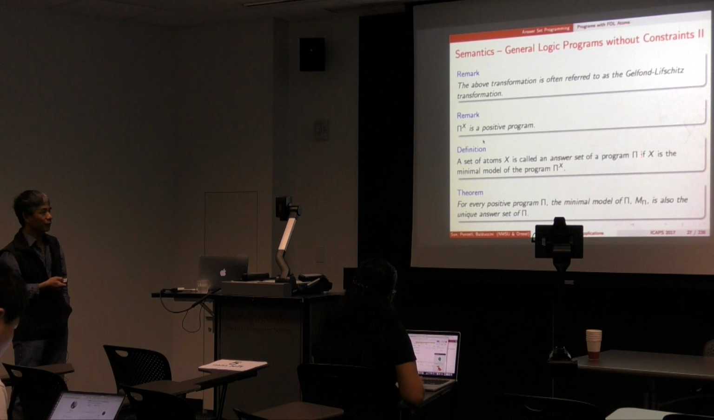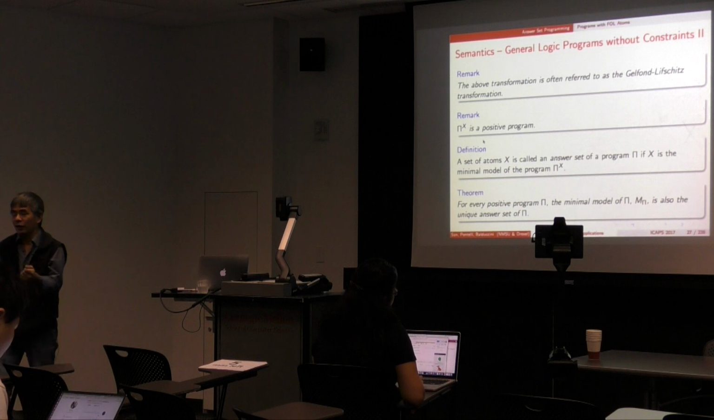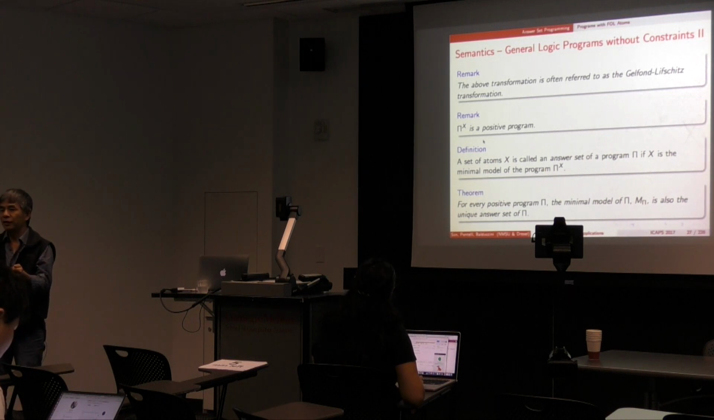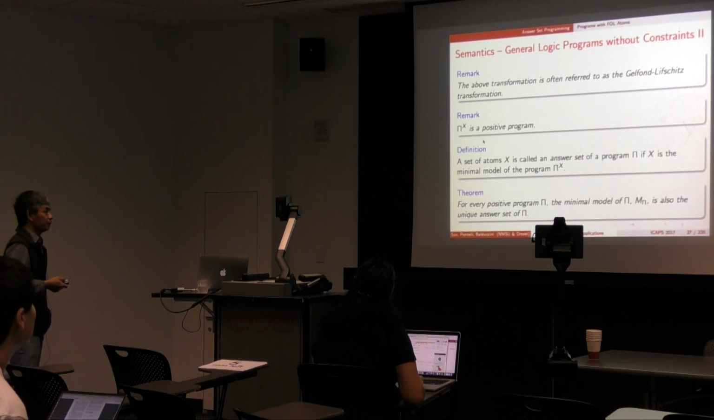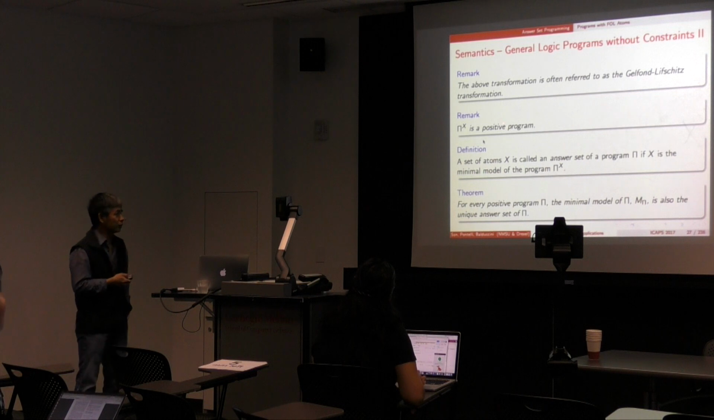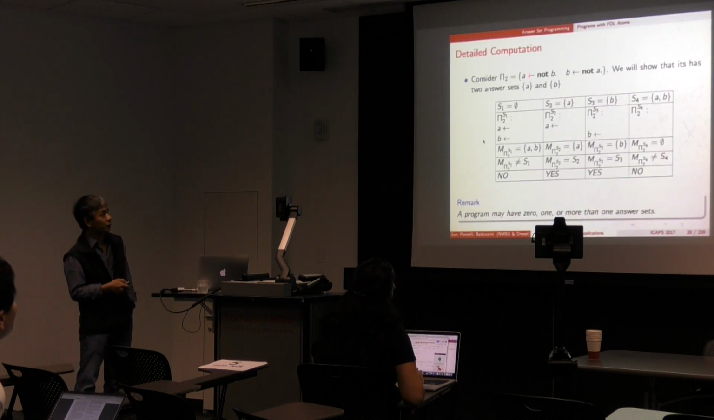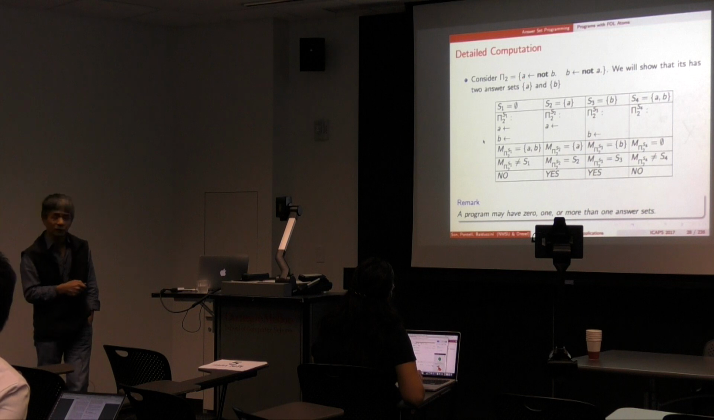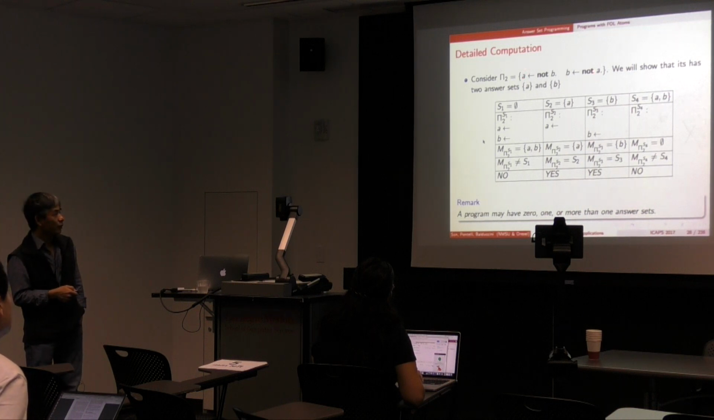We will say that a set of atoms x is an answer set of the program pi if x is the minimum model of this program pi of x. So you can see that if I have a set of atoms x, I can easily check whether it is an answer set or not. Assume we have this program pi 2. If I take S1, the reduct would be this one, because none of these belong to S1. The minimum model of that program is this one. This is different, so this one is not an answer set.